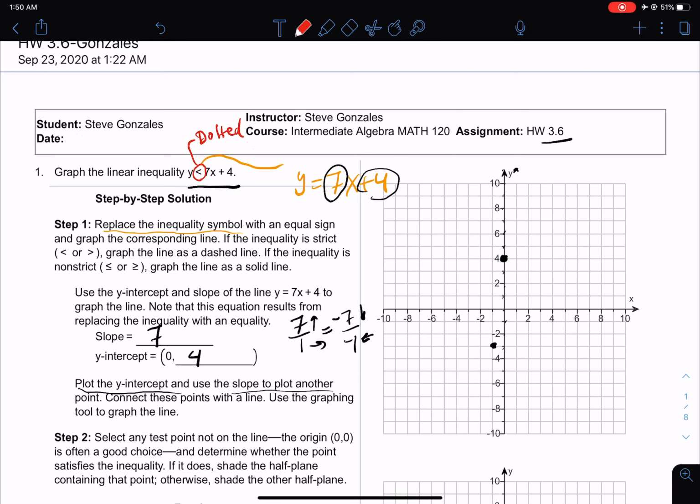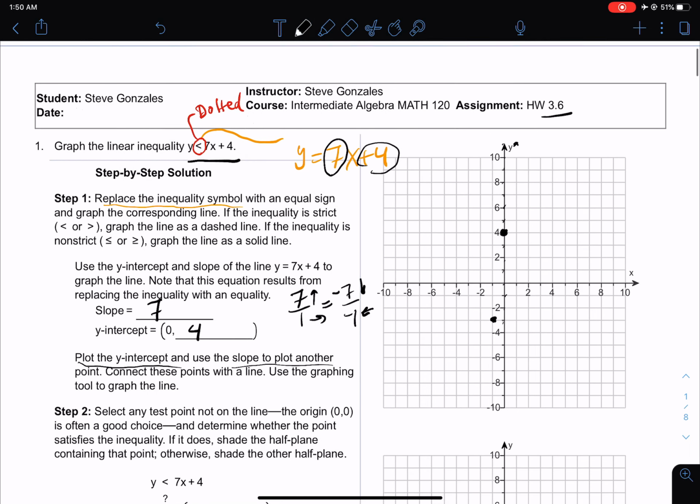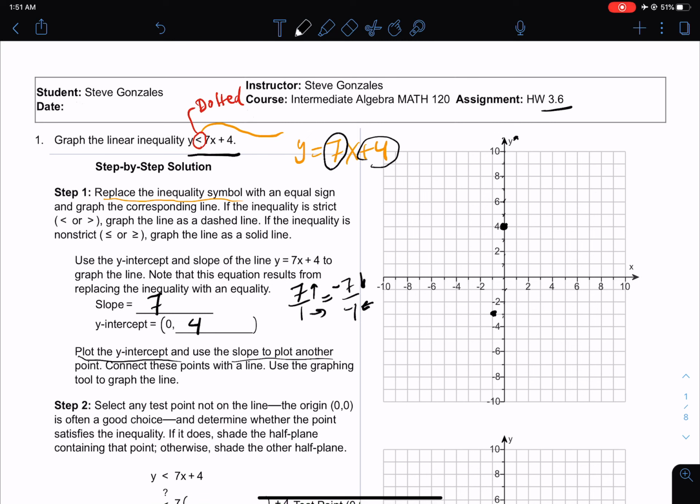So we want to make a dotted line. So let's go ahead and do that. I don't really have a dotted function on this particular one. When you do this on MyLab, you click on the line, and then there's an option to do dotted or solid, okay? So right now I'm just going to go ahead and make it solid, and then I guess I'll go back and do some erasing.